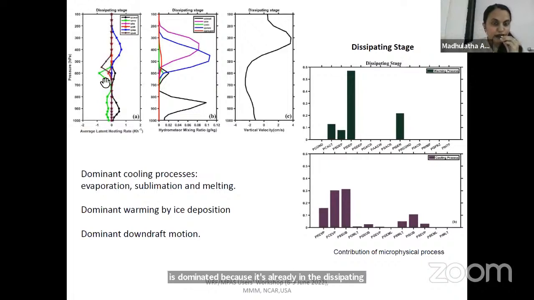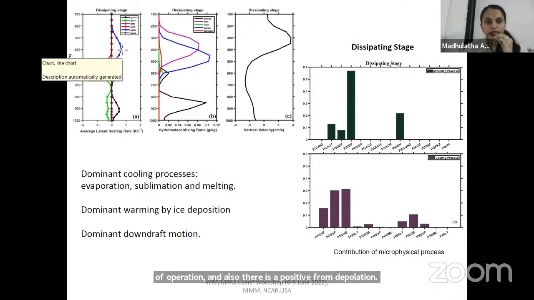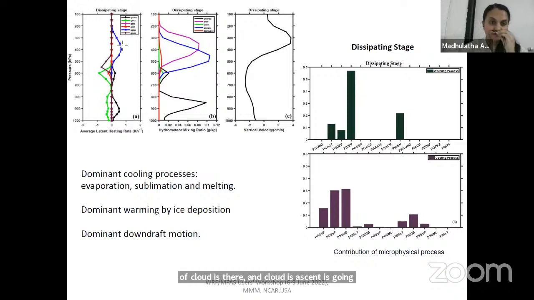The major contribution is from condensation, and the major negative contribution of latent heating is from rain evaporation. There is also a positive contribution from deposition, because at the upper level the stratiform portion of the cloud is still there, and cloud ascent is going on. Associated with this, the positive latent heat of deposition is evident.